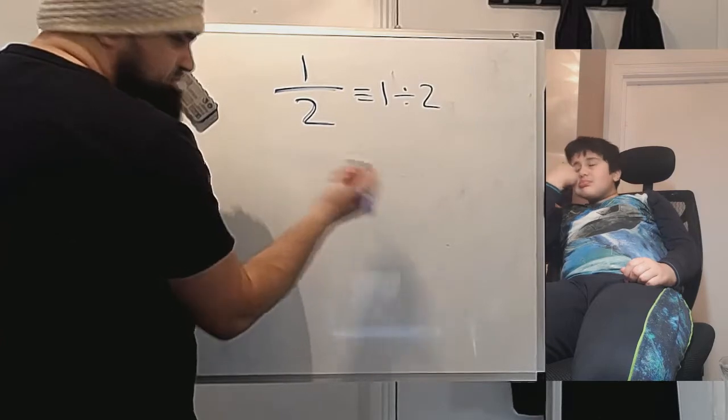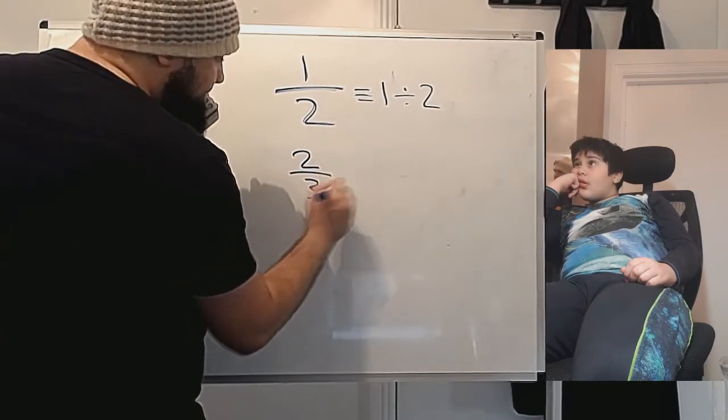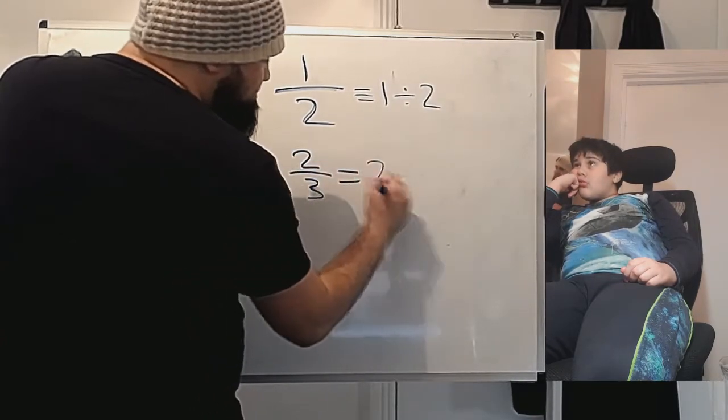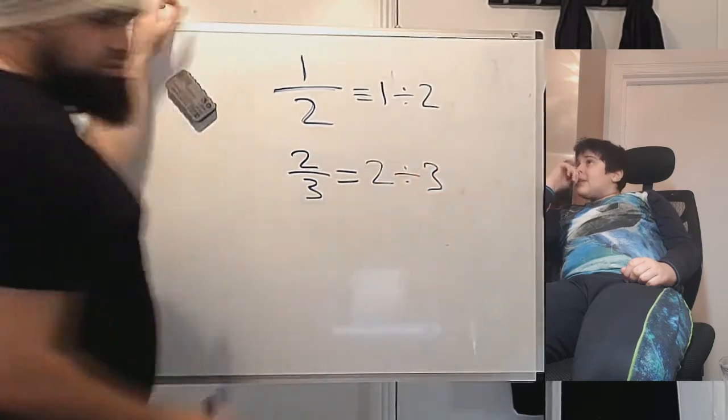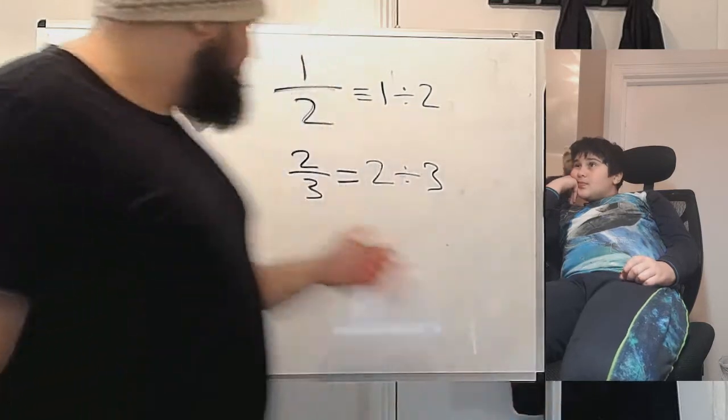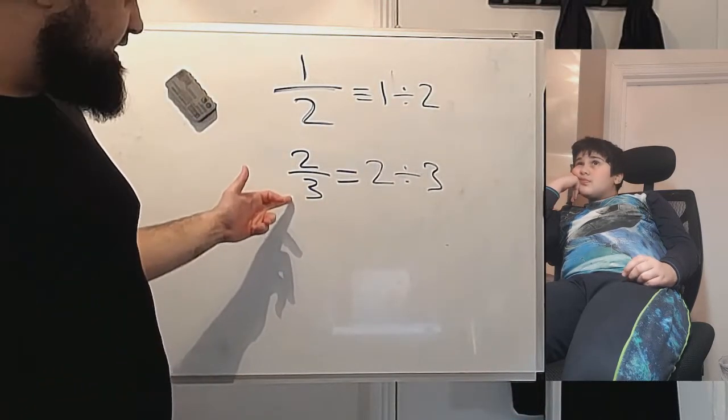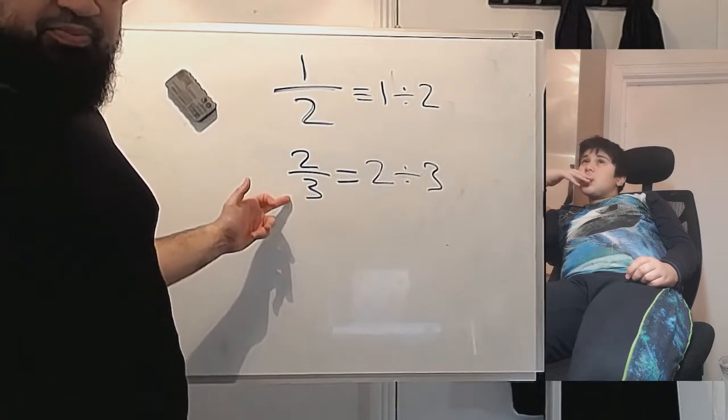Give me another fraction. 2/3. That is the same thing as saying 2 divided by 3. I'm not sure if you guys know this already, but that's what fractions are. It's saying get 2 and divide it by 3. That's why we say 2/3.